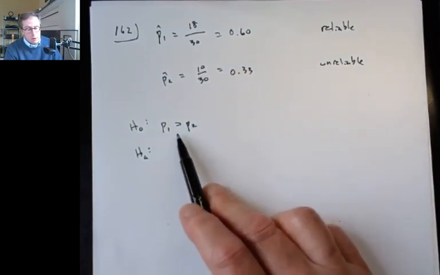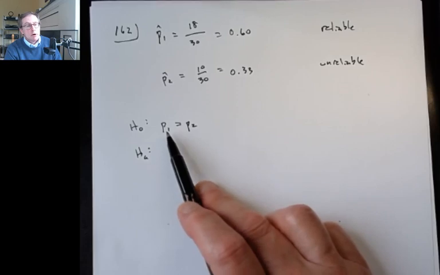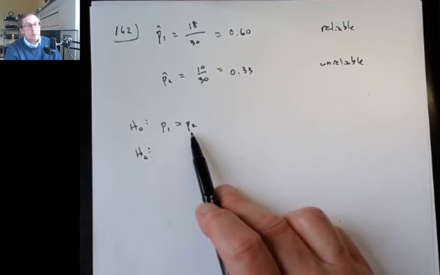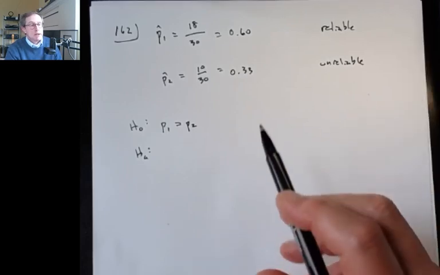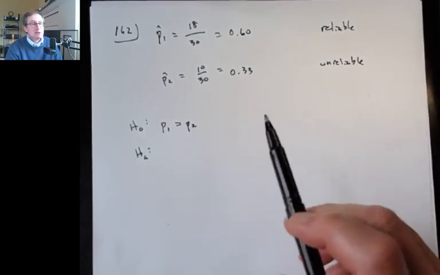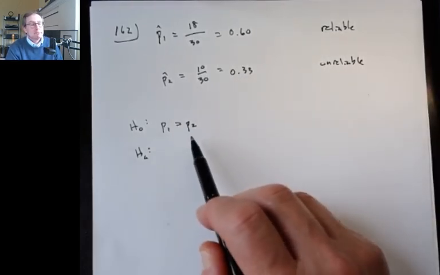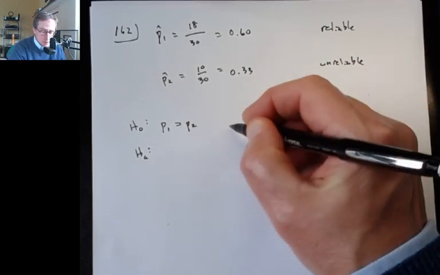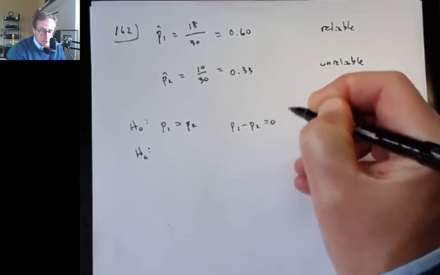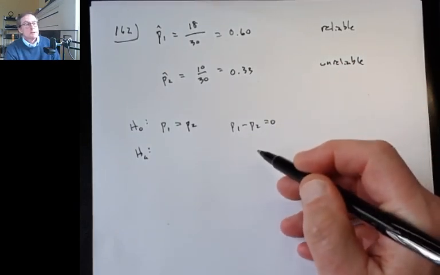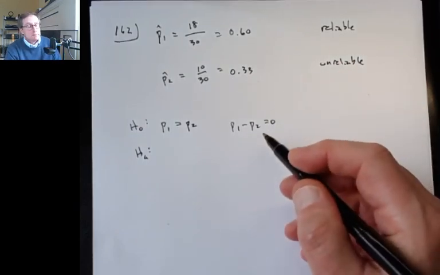And H0 always has an equal sign. H0 is the people who think that there's nothing interesting happening here. The whole box thing sounds like a bunch of baloney, and I think that it's the same. I personally like to write it as P1 minus P2 equals 0, because it makes it look like the previous problems in this chapter, but you can do whatever you like.